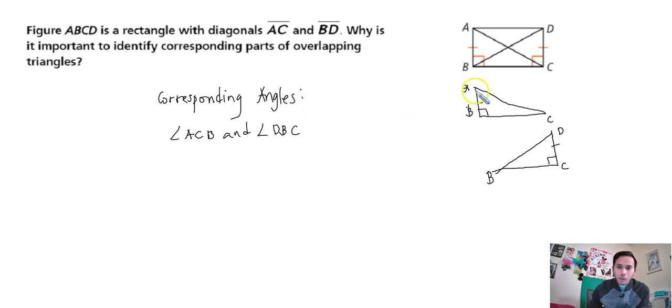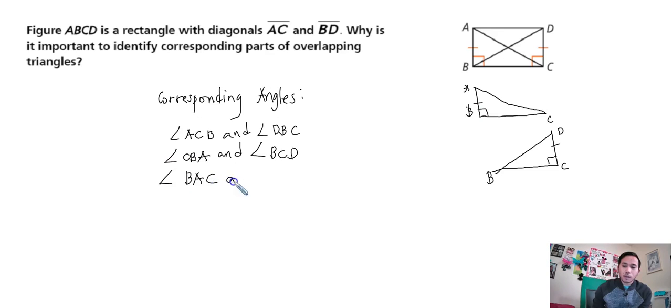So ACB and DBC. It's this angle here. Another one is angle CBA, and of course angle BCD. So CBA and then BCD. It's the 90-degree angle. Another one will be BAC and CDB. So BAC, it's this angle, and CDB, it's this angle.